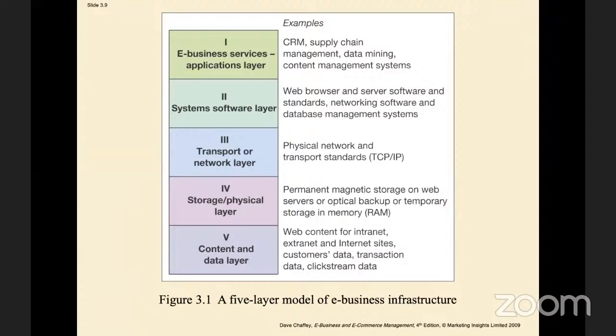Now again, coming here, first step is e-business services or the application layer. It is customer relationship management in terms of booking a holiday. Then comes the system software layer, where web browser and server software is used, as an example. And then the transport or network layer, then physical network and transport standard, then storage and physical, which talks about the RAM storage in memory. And finally, number 5 is content and data layer, web content for intranet, extranet and internet sites, where the customer data, transaction data and clickstream data is stored.